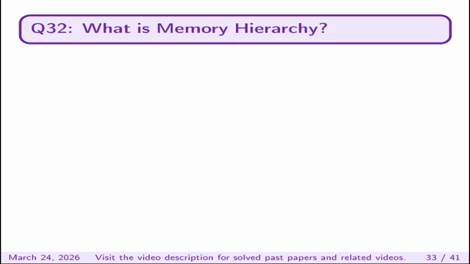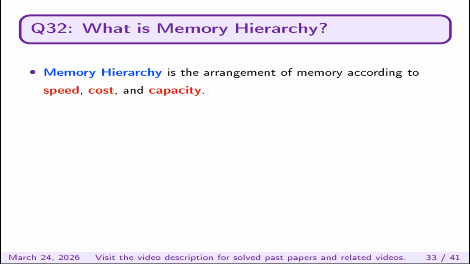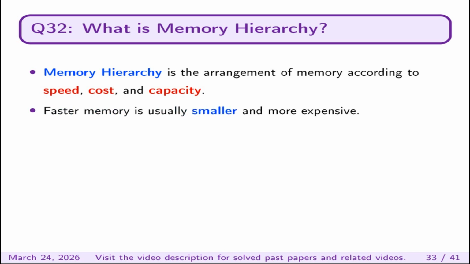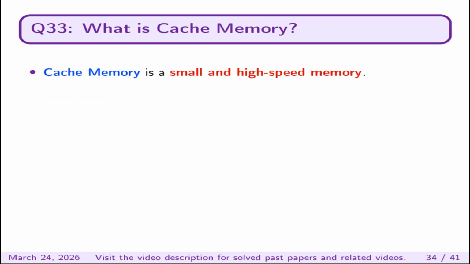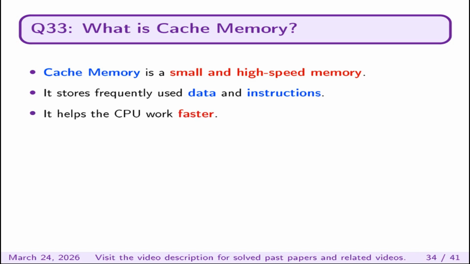What is memory hierarchy? Memory hierarchy is the arrangement of memory according to speed, cost, and capacity. Faster memory is usually smaller and more expensive. Slower memory provides large storage capacity. What is cache memory? Cache memory is a small and high-speed memory. It stores frequently used data and instructions. It helps the CPU work faster.